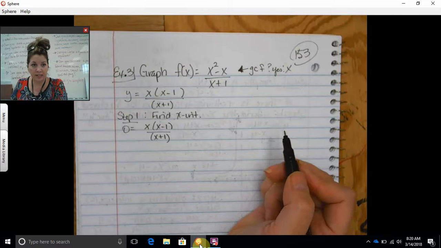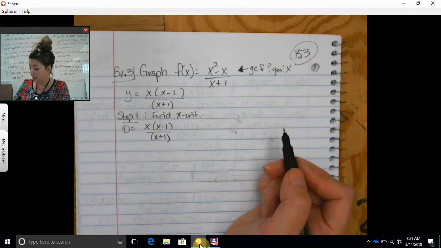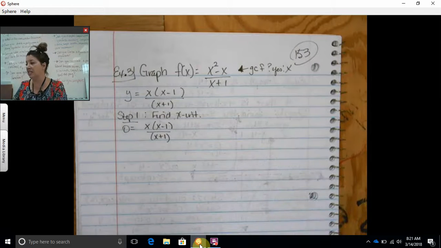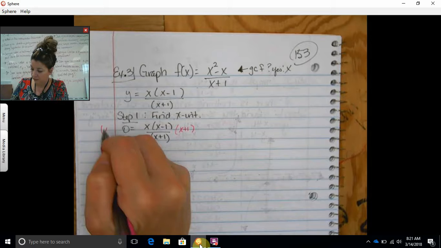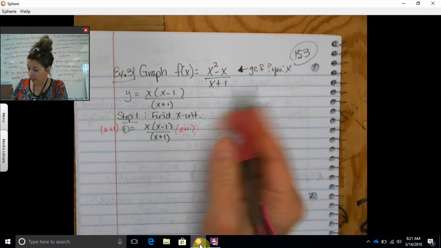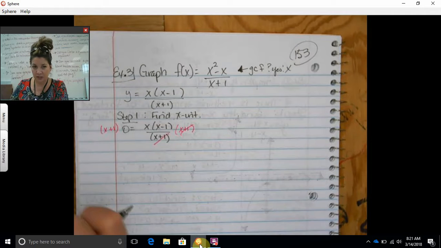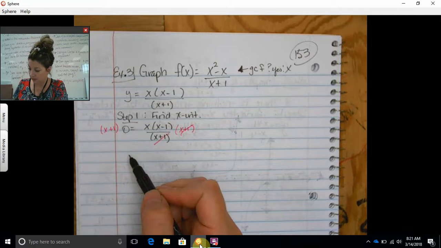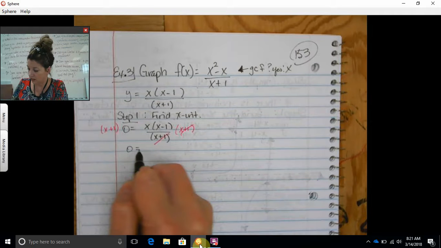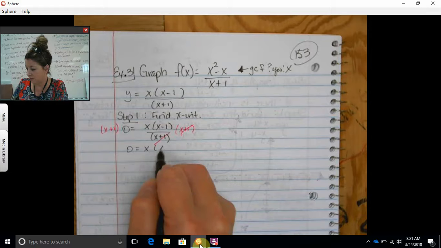And to solve for x, I've got x's in the numerator, x's in the denominator. I want to clear the fraction. That's what we do when we solve rational equations. So we need to multiply each term by the LCD, which is what? X plus 1. On the right, x plus 1 and x plus 1 reduce. On the left, what's x plus 1 times 0? 0 equals, on the left, we're just left with x times x minus 1.